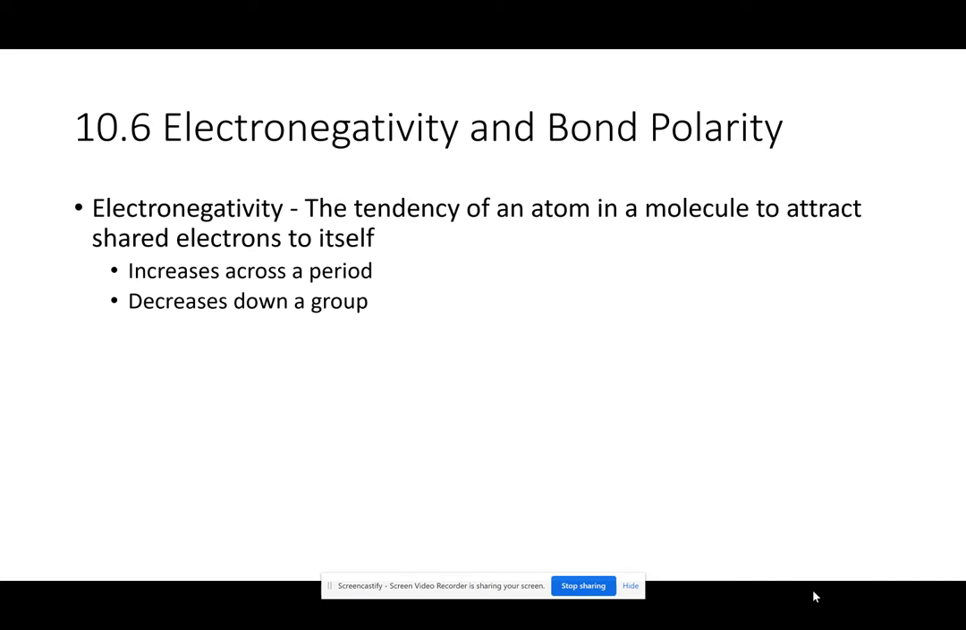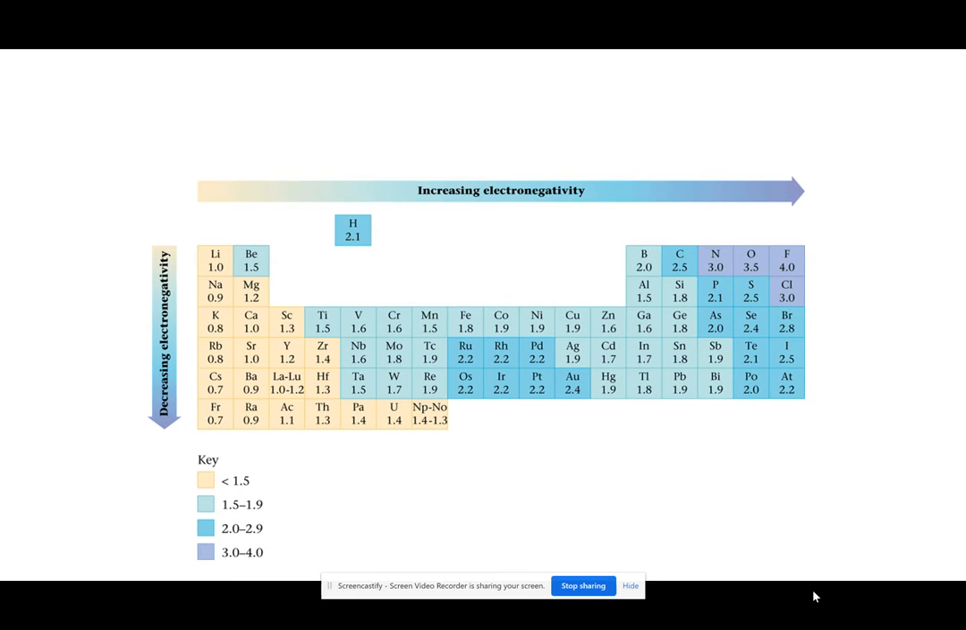Electronegativity is the tendency of an atom in a molecule to attract shared electrons to itself. Electronegativity increases as you go left to right across a period and decreases down a group. So the atoms with the highest electronegativity are in the upper right corner of the periodic table, which you can see in this picture here.